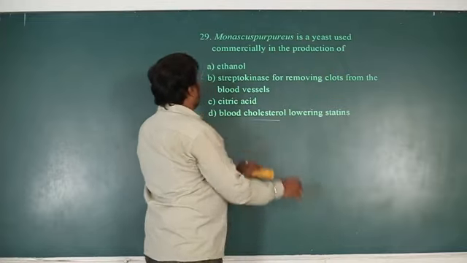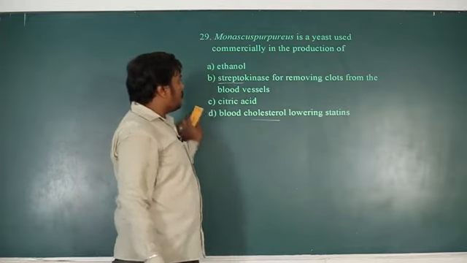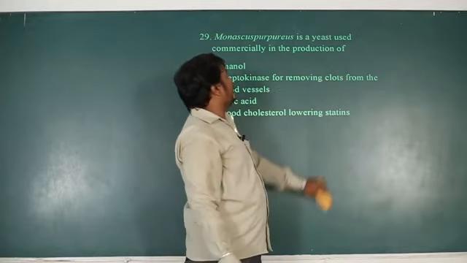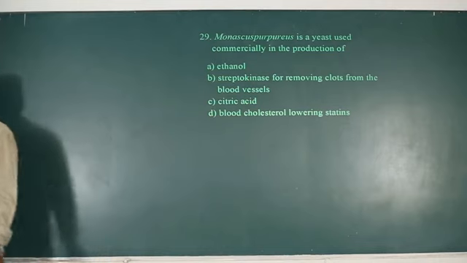So similarly, streptokinase produced from Streptococcus bacteria is used as a clot buster to remove the clots in blood vessels. Okay, next question number 30.